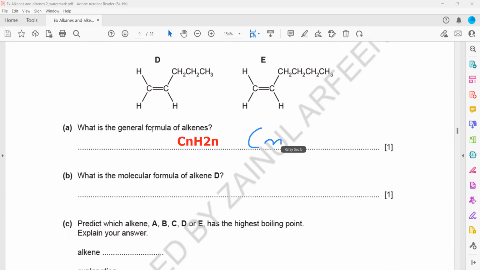What is the molecular formula of alkene D? Molecular formula means the actual number of atoms. C5H10. So C5, then H10. You can count, or you can understand from the general formula that the number of hydrogens should be twice the number of carbons.